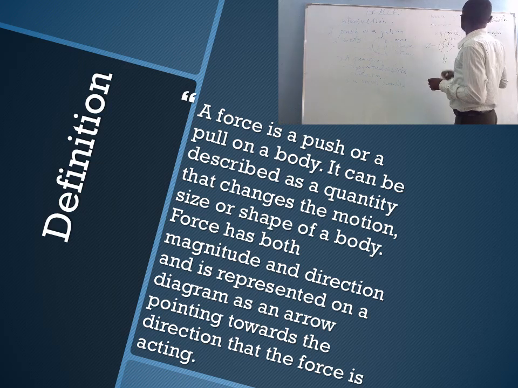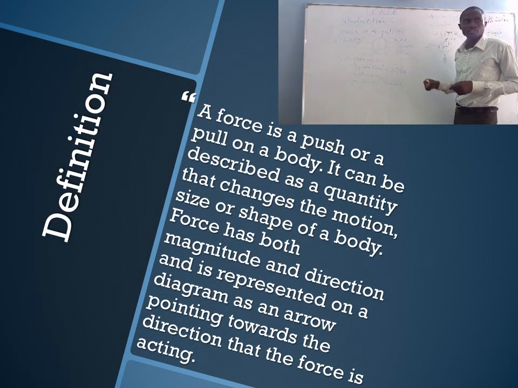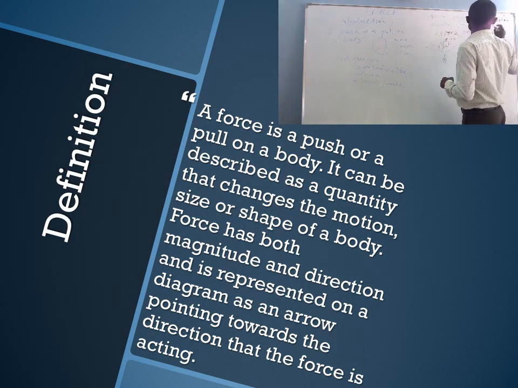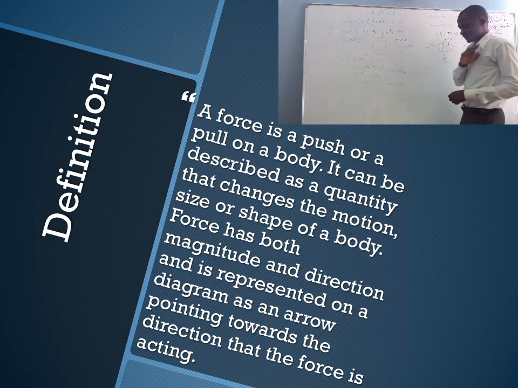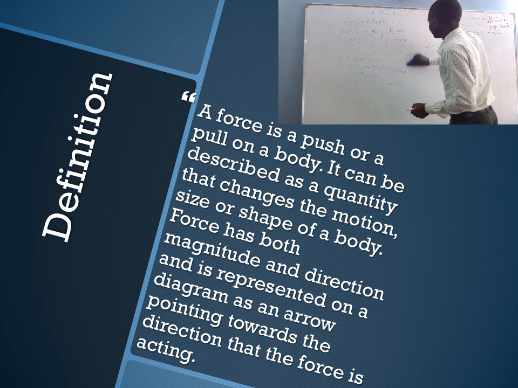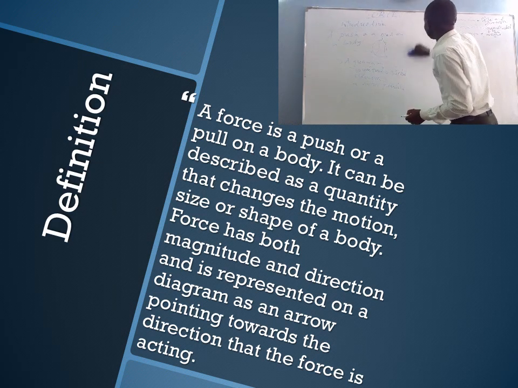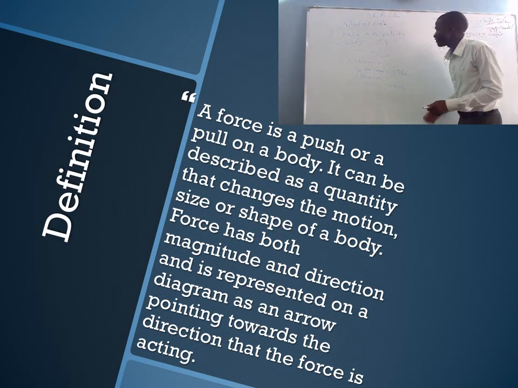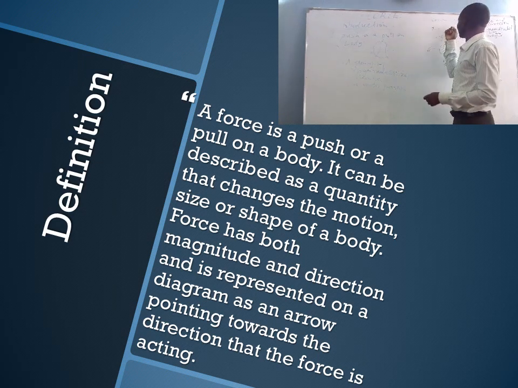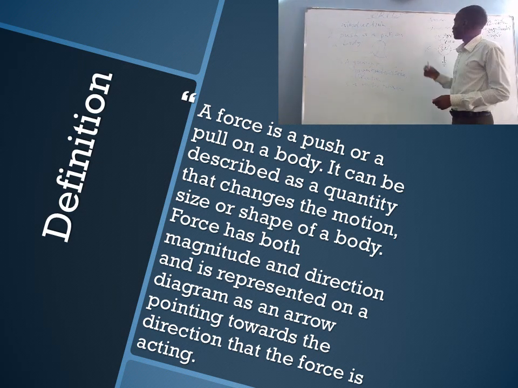The other classification of physical quantity that we discussed was scalar quantity. Scalar quantities are defined as physical quantities that have got magnitude or size only. So scalar quantities do not have direction, as opposed to vector quantities, which have got both magnitude and direction.